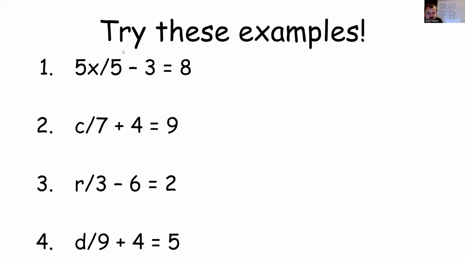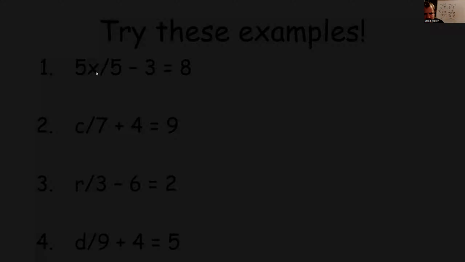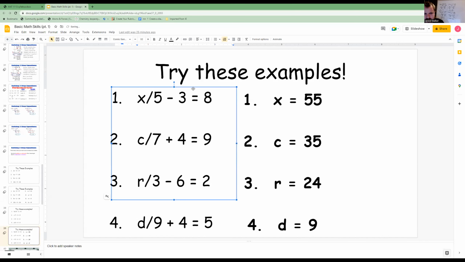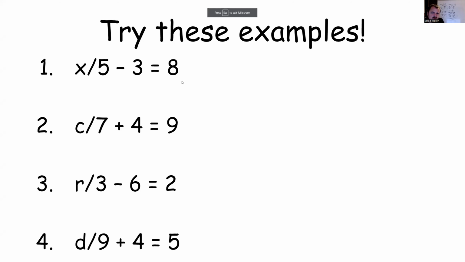All right, let's try these ones now, where you're going to have some division going on. Hold on a second. This is definitely a typo right here. There's not supposed to be a 5 here. All right. So let's try these examples where you have to deal with undoing division. Again, press pause, go ahead, work these out yourself, and then press play to see the answers.